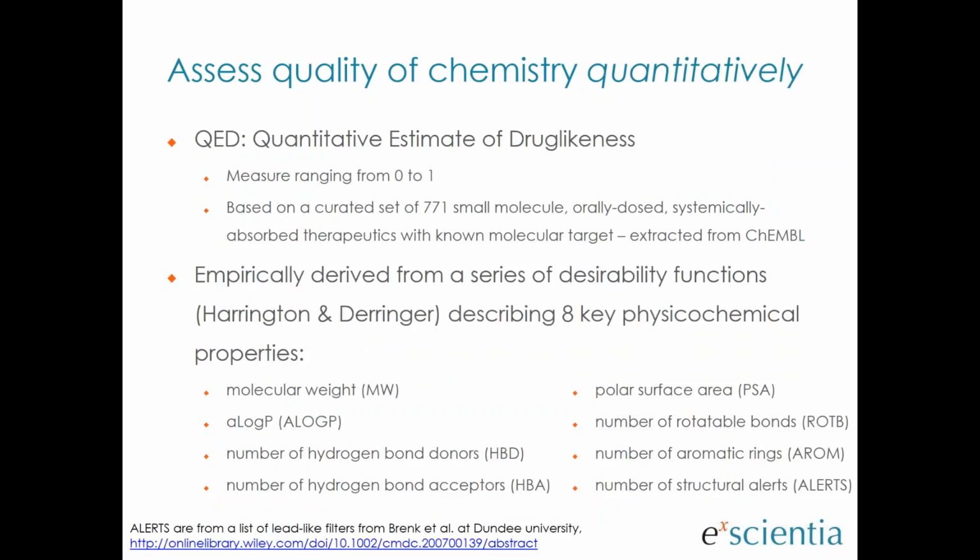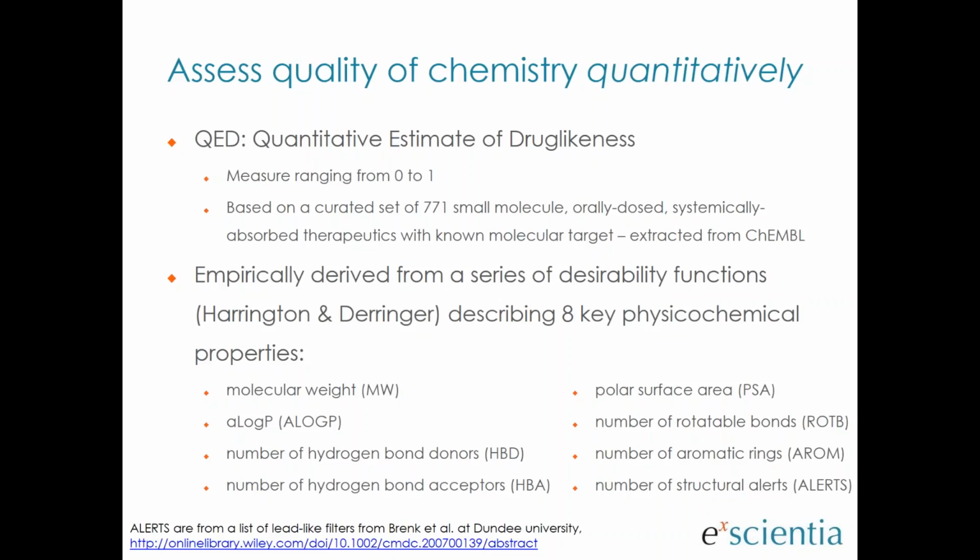So that's the idea behind QED, the quantitative estimate of drug-likeness. What we want is a measure between 0 and 1, with 0 being bad and 1 being good. And 1 will try to represent drugs. So we took from ChEMBL a set of around 800 oral drugs. As Anna mentioned, ChEMBL extracts the information for drugs.